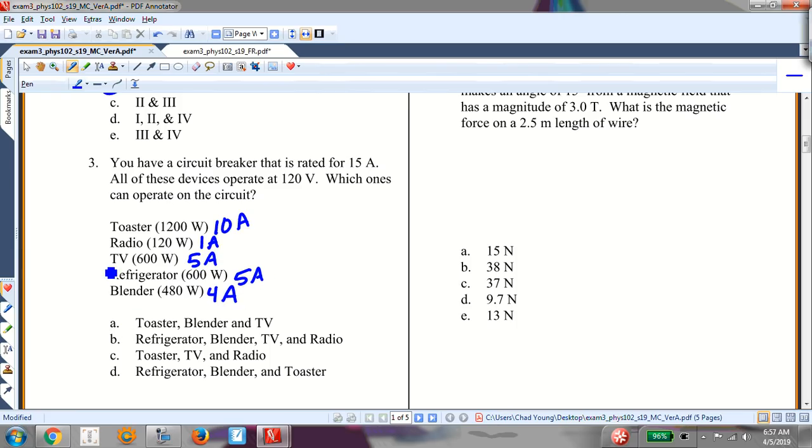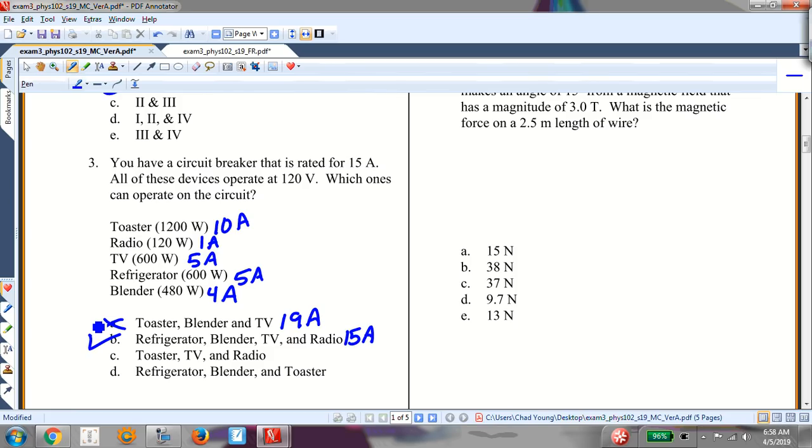And so here I have a toaster, blender, and TV. That's 10 plus 4 plus 5. That's 19 amps. Nope, that's not going to work because it's over 15. Here I have the refrigerator, blender, TV, and radio. That's 5 plus 4 is 9, plus 5 is 14, plus 1, that's 15. That should be my answer.